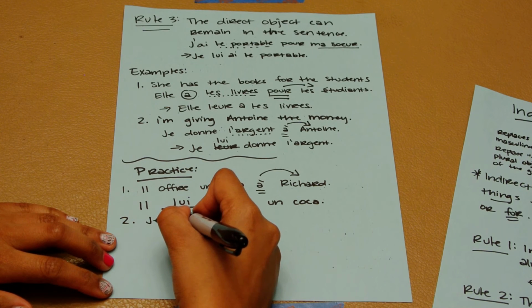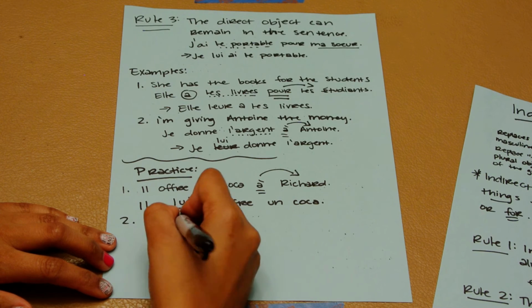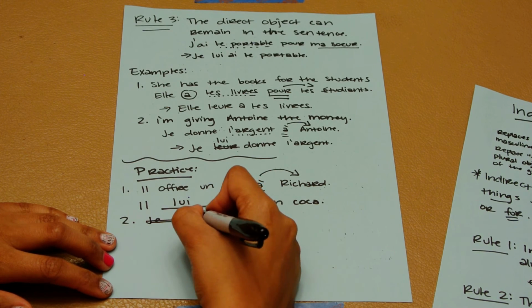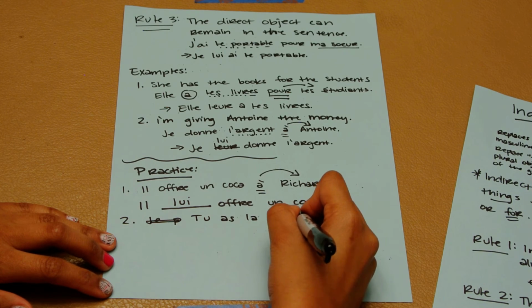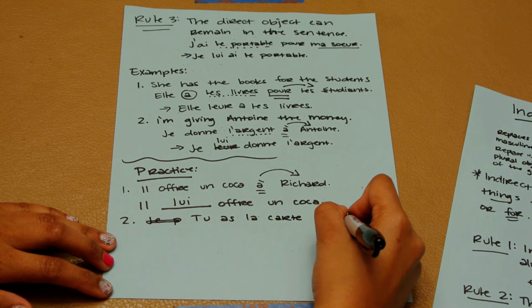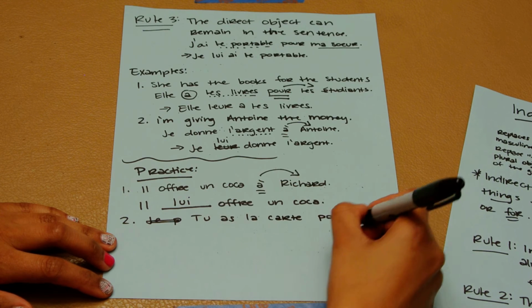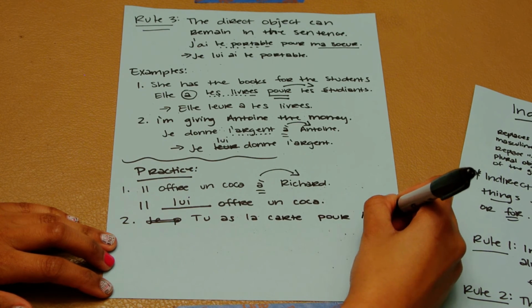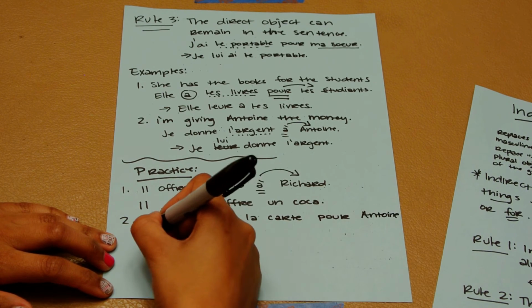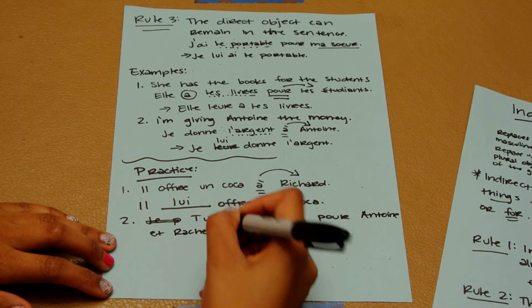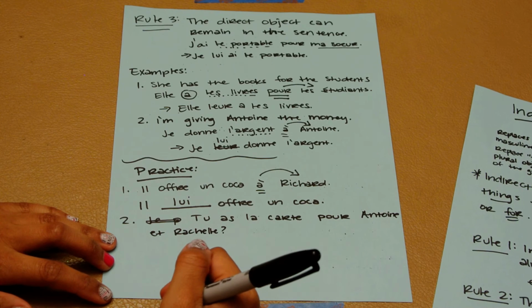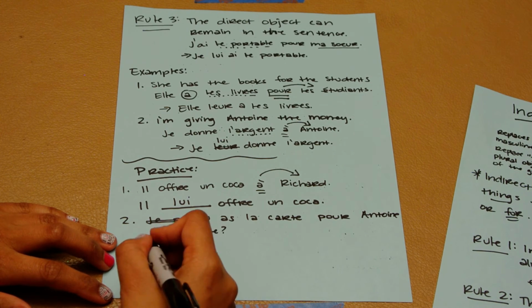No, let's not do that one. Let's try tu as la carte pour Antoine et Rachel. So you have the map for Antoine and Rachel.